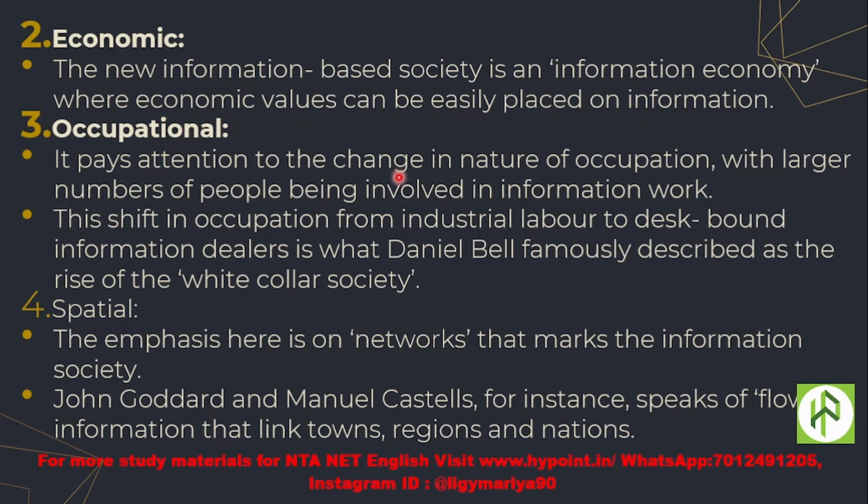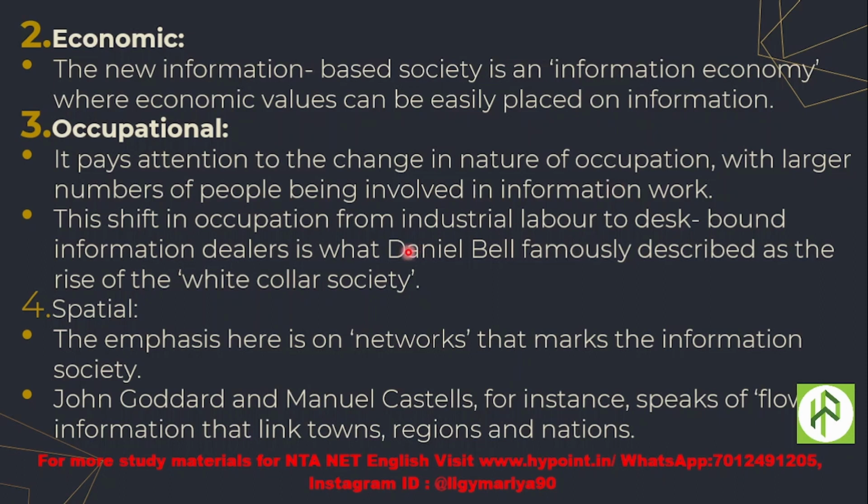It pays attention to the change in the nature of occupation, with larger numbers of people being involved in information work. So here you can see a shift in occupation, with a larger number of people involved in information work. In order to compute, understand and process the information needed for production and the consumption of the production, and to promote the product with proper focus upon the clients, information is needed. So a larger number of people are involved nowadays in information work.